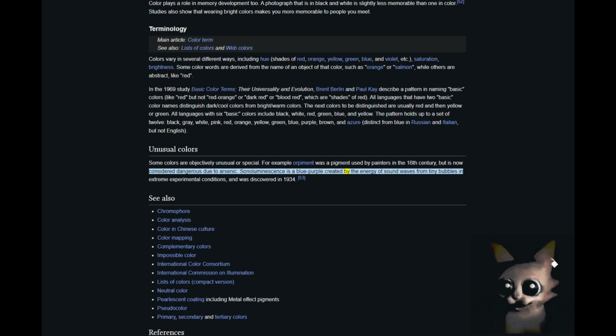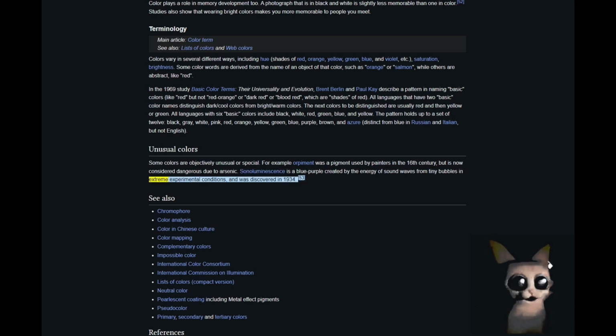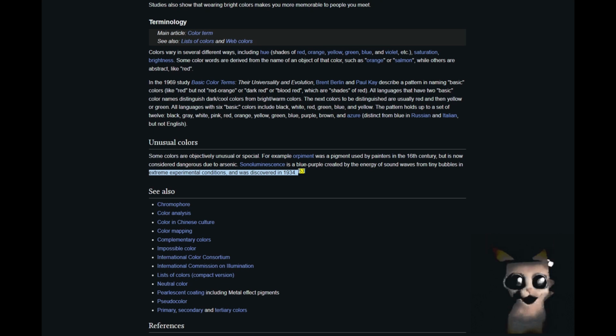Sonoluminescence is a blue-purple created by the energy of sound waves from tiny bubbles in extreme experimental conditions, and was discovered in 1934. 53. See also: chromophore, color analysis, color in Chinese culture, color mapping, complementary colors, impossible color, International Color Consortium, International Commission on Illumination, lists of colors, neutral color, pearlescent coating including metal effect pigments, pseudocolor, primary, secondary, and tertiary colors.